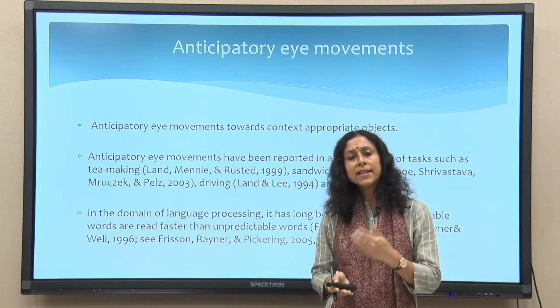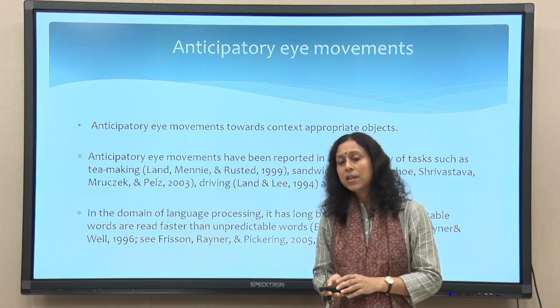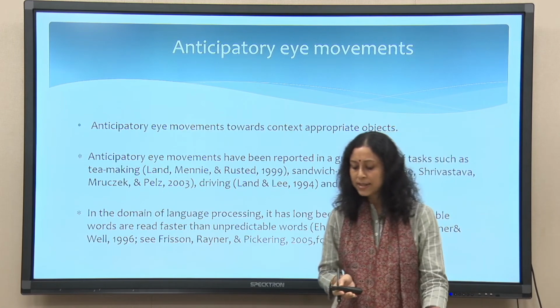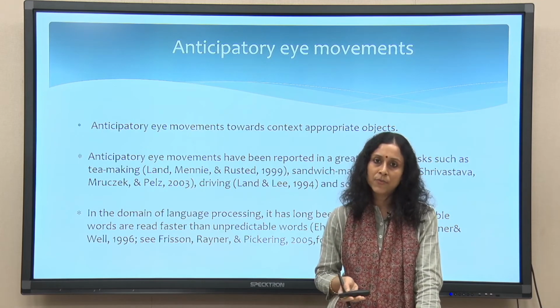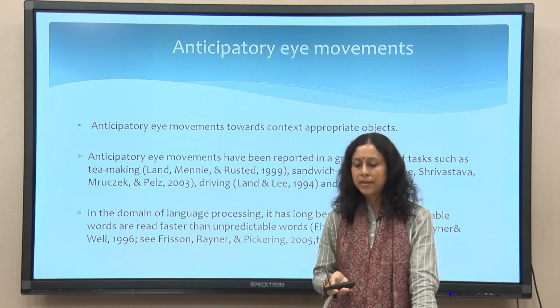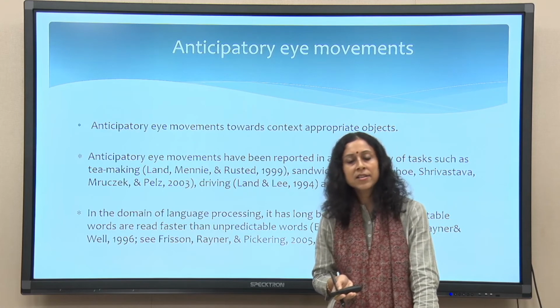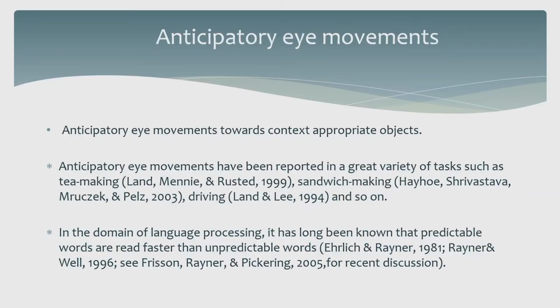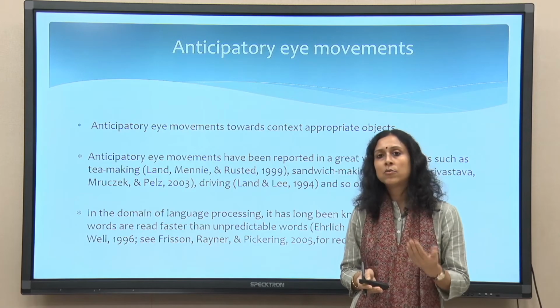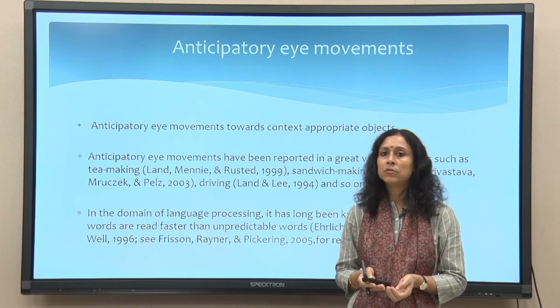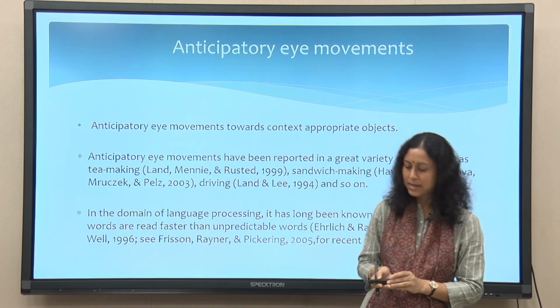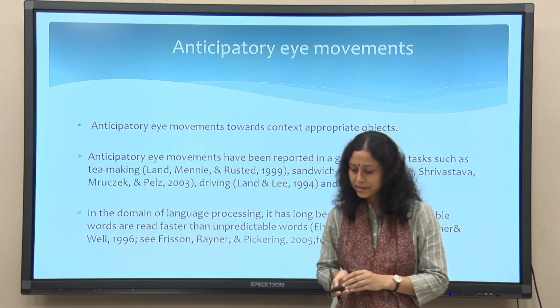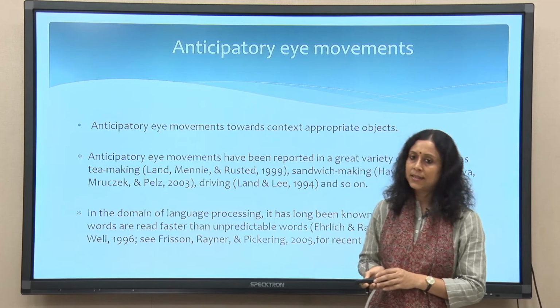So, depending on what you anticipate, what you expect to happen, your eyes will move to a particular part of the scene. In case of language processing also, it has been found in many domains, whether it is reading or many other areas, that predictable words are read faster than unpredictable words. For example, in a sentence, I will go to office this morning versus I will go to the moon this morning, there is a predictability difference in where you go to, and that will affect how fast you read the sentence. Similarly, many other such studies are there.